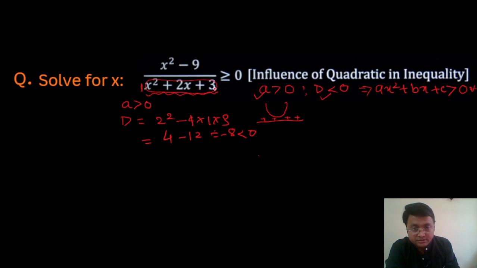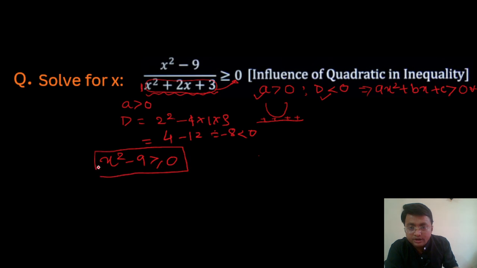If it is positive, then it can be multiplied across. This is the rule of inequality, right? If anything positive is in the denominator, you can multiply it across. So after multiplying, what are we getting? We are getting x² − 9 greater than or equal to 0. So now we have got this simple inequality. Okay, so now let's solve this.